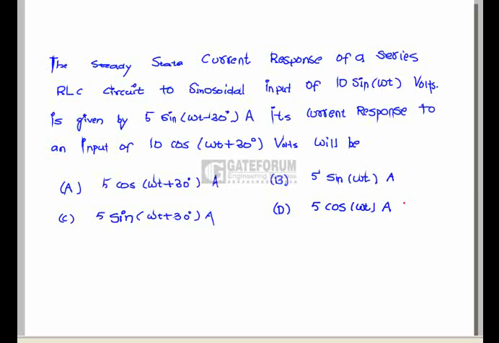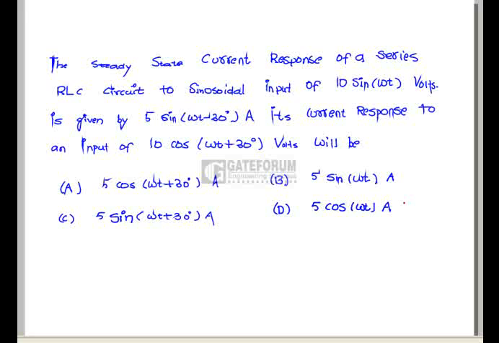Question: the steady state current response of a series RLC circuit to a sinusoidal input of 10 sine of omega t volts is given by 5 sine of omega t minus 30 degrees amps. Its current response to an input of 10 cos of omega t plus 30 degrees volts will be.